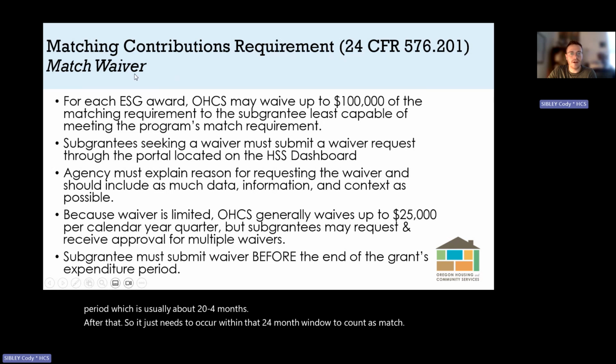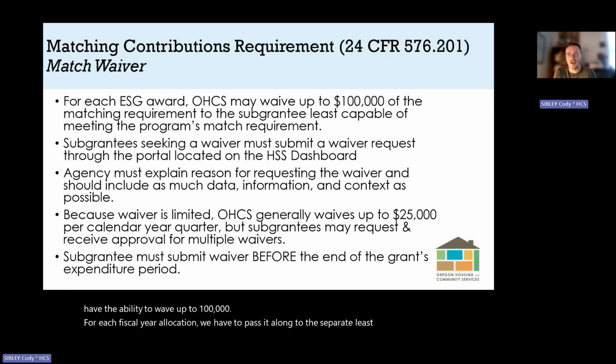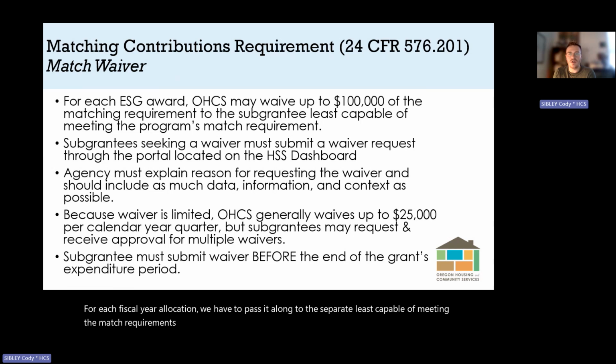And these are the requirements for the waiver. So if you're not able to meet match, OHCS does have the ability to waive up to 100,000 for each fiscal year allocation. We have to pass it along to the subgrantee least capable of meeting the match requirements, however. So what we did was we created a match waiver request form. It's on the HSS dashboard.